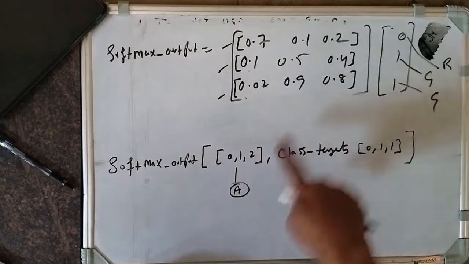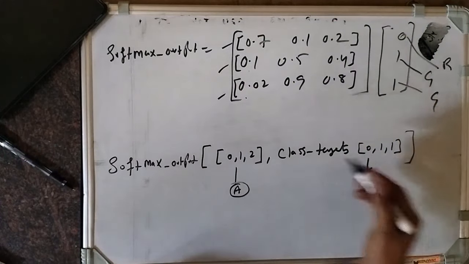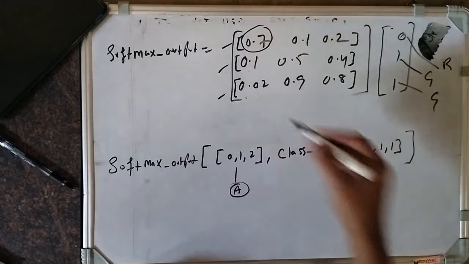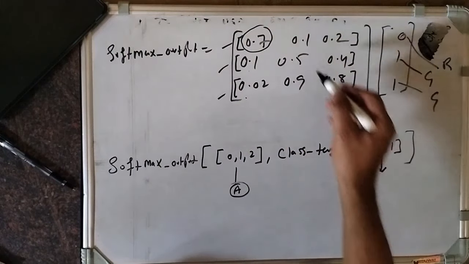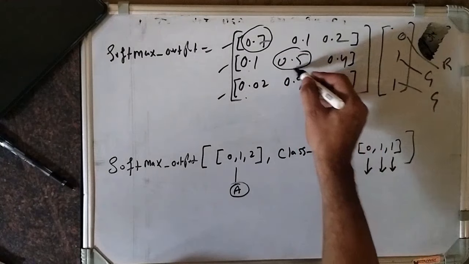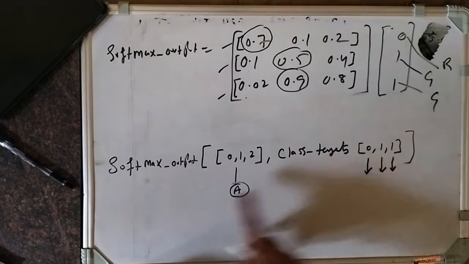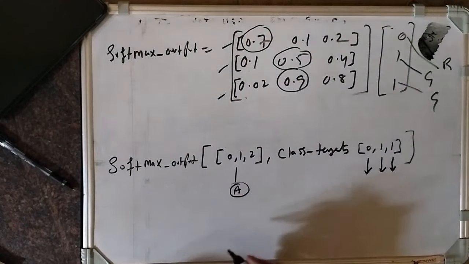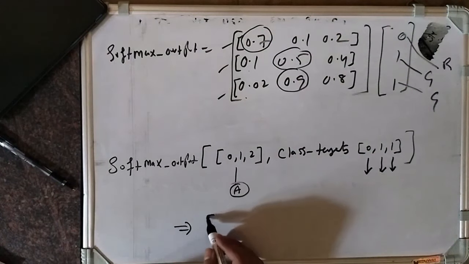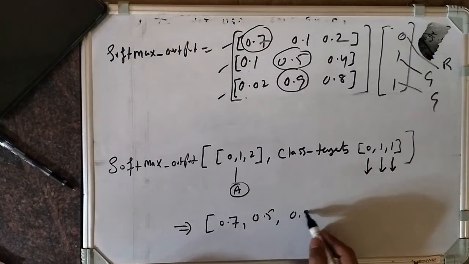From 0, 1 and 2, focus at 0. Okay, I will focus here. Focus at 1. Okay, I will focus here. Focus at 1, I will focus here. Done. The meaning is this. So after that what will you get? You will get 0.7. This is the first value, the second value 0.5, and the third value 0.9.